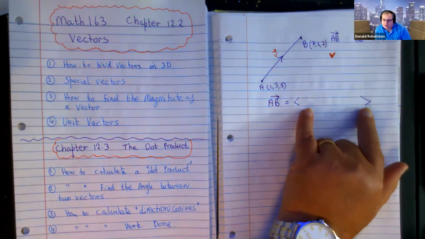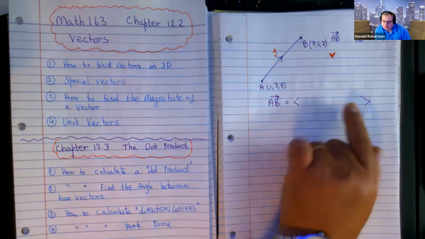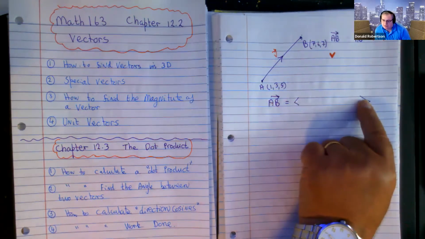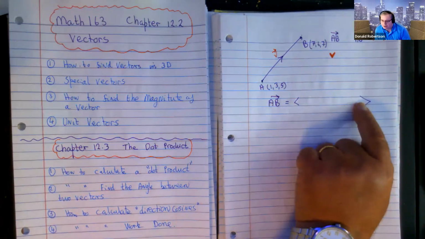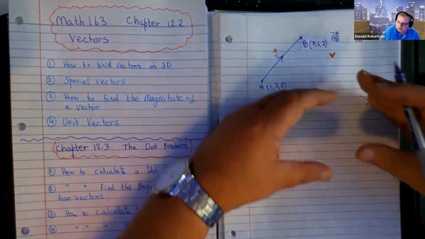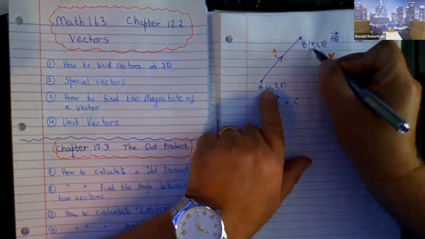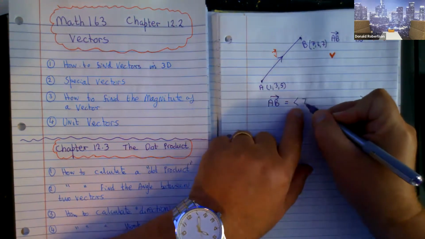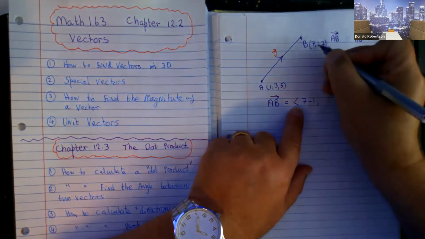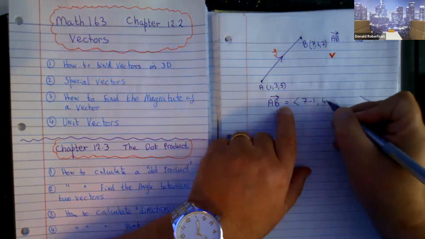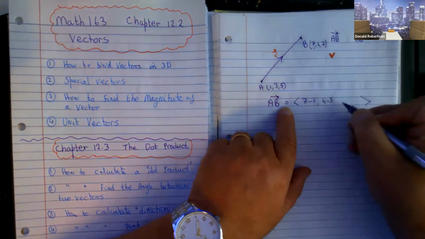You'll see it very often written like this. Do you see these funny little greater than and less than symbols? They're nothing to do with greater than and less than. They are actually used as if they were brackets, right? And you take that guy and subtract that. So you go 7 take away 1. You go 4 take away 3. And you go 7 take away 5.